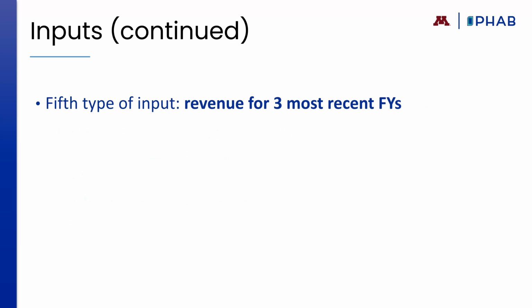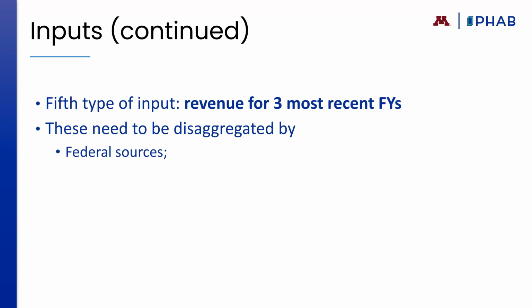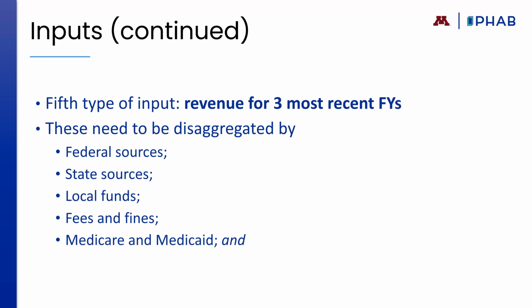Fifth, and lastly, you will need information on your agency's revenue for the 3 most recent fiscal years. This should be broken down into the following categories: federal sources, including state pass-through of federal grants, state sources, including pass-throughs not originating from federal funds, local funds, fees and fines, Medicare and Medicaid, and clinical revenue. Note that there is an option to add additional revenue categories under the other category, if applicable.